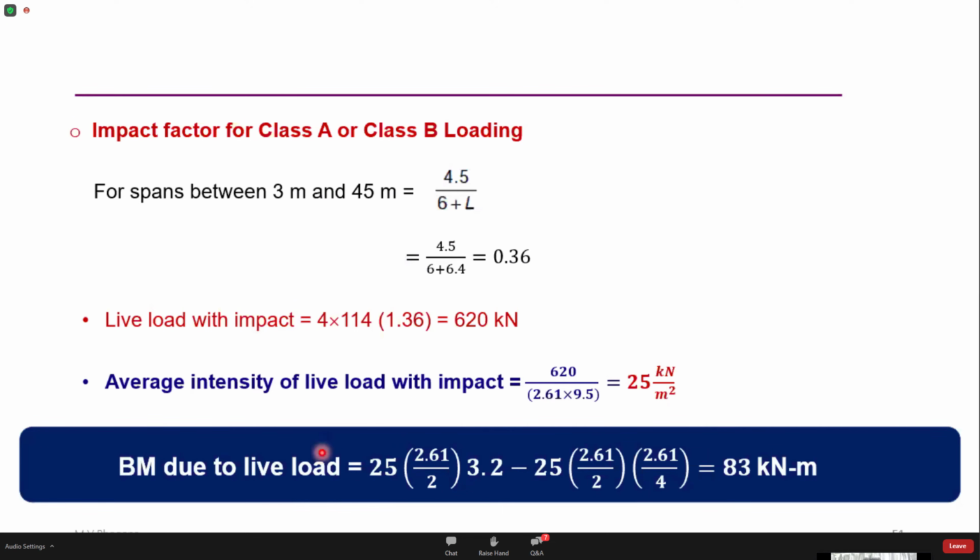Again, from the equations of equilibrium, I can calculate the bending moment that is produced due to the live load. I can write that expression and calculate that the bending moment due to live load is 83 kilonewton meter. This is significantly less than IRC class AA tracked vehicle. So this is how we calculate the bending moment due to live load.